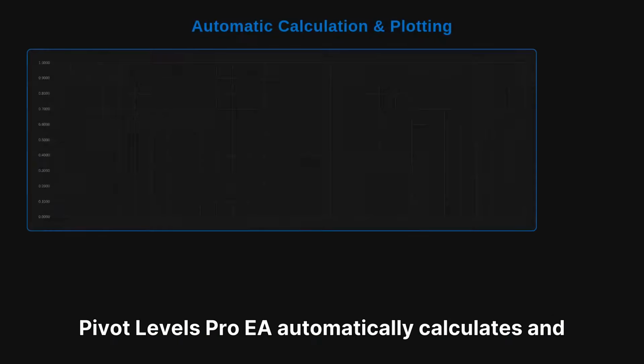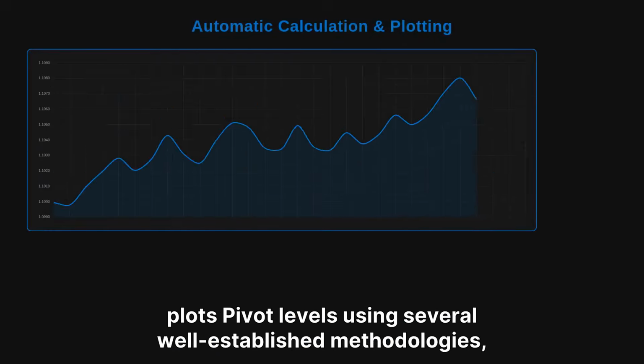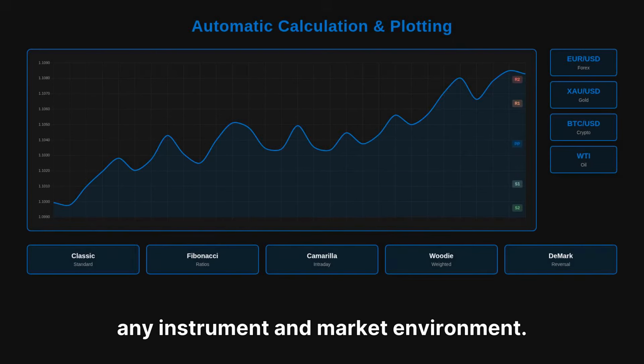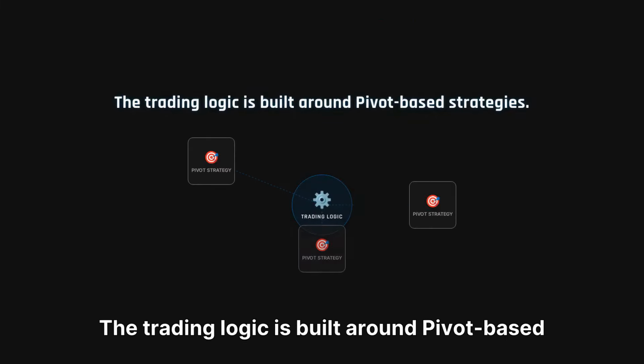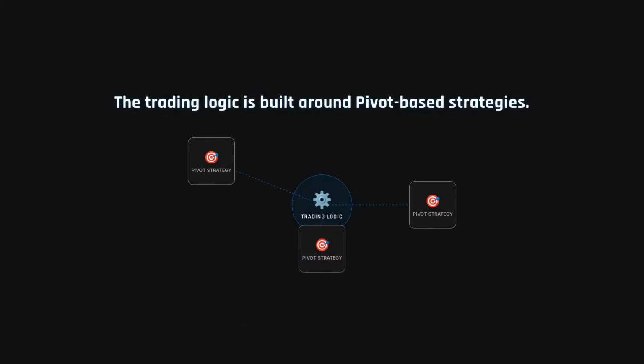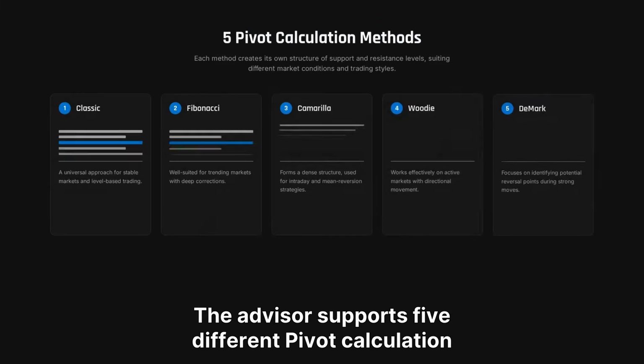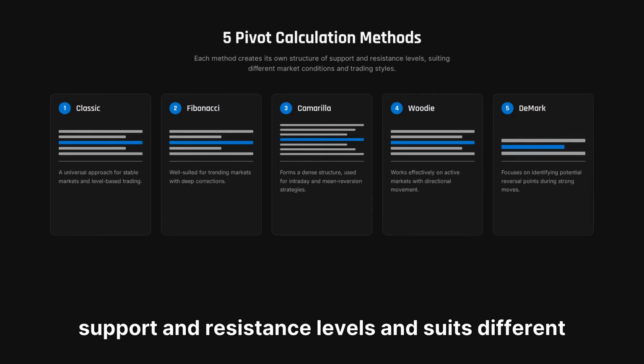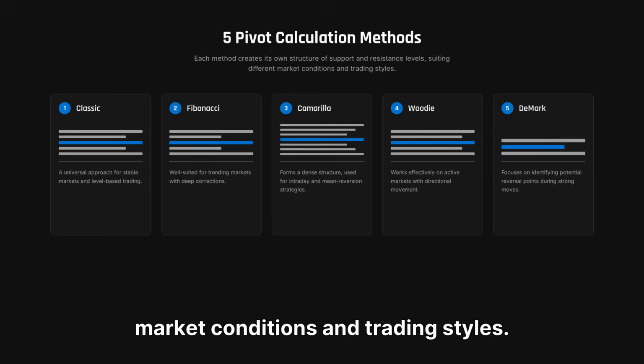Pivot Levels Pro EA automatically calculates and plots pivot levels using several well-established methodologies, allowing traders to adapt the system to any instrument and market environment. The trading logic is built around pivot-based strategies. The advisor supports 5 different pivot calculation methods. Each method creates its own structure of support and resistance levels and suits different market conditions and trading styles.